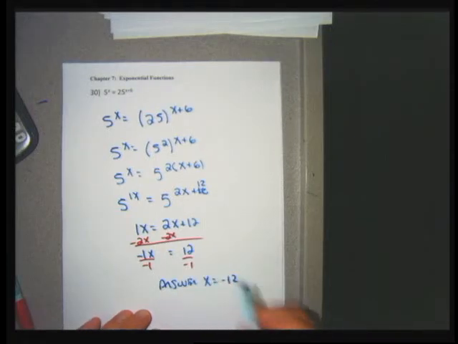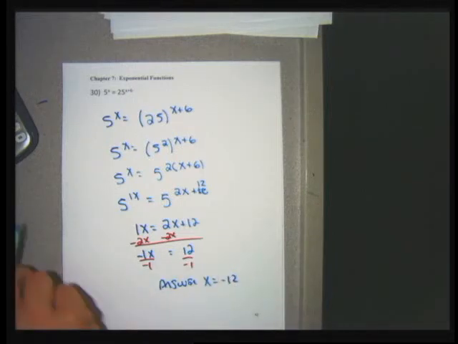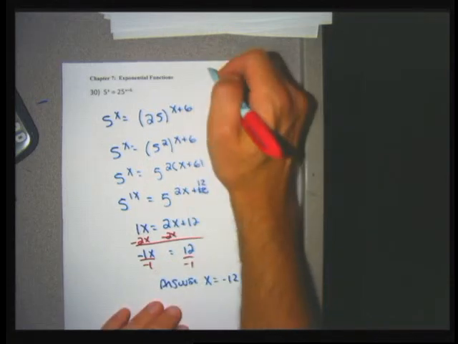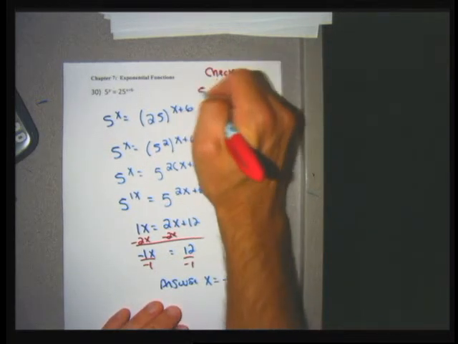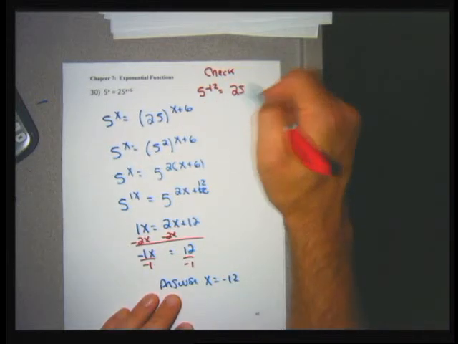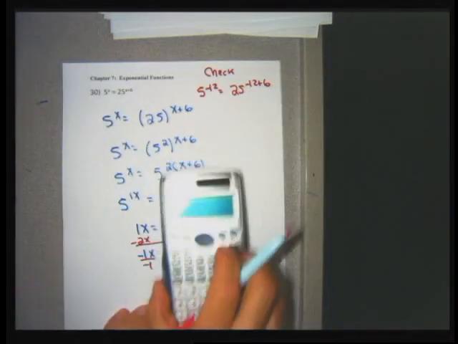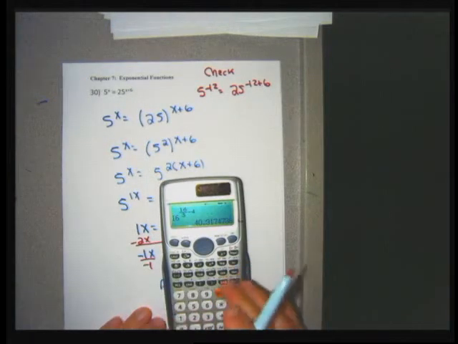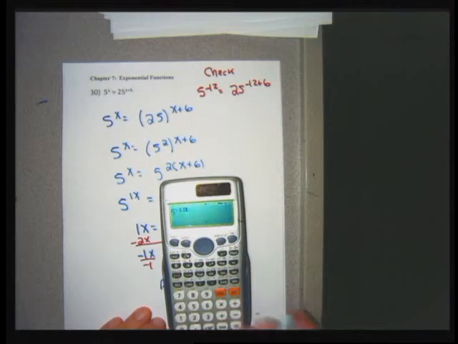This is going to be a real challenge to check because I think my calculator is going to go into some horrible scientific notation because it's a really small number. So I want 5 to the negative 12 to equal 25 to the negative 12 plus 6. And like I said, it's going to be a challenge. It's not going to be a challenge for my calculator, but it's going to be a challenge for me to just do the checking because it gives me a funky answer.